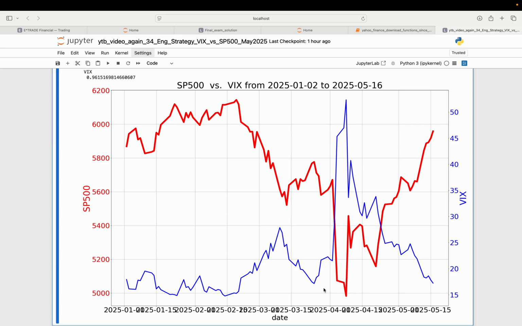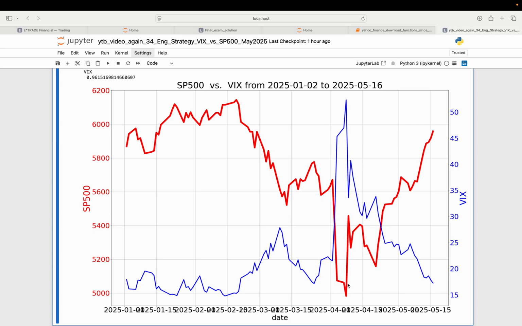This is the graph for January 2025 to mid-May 2025, showing the overlap and comparison between S&P 500 values and VIX values. If you look at early April, there was President Trump's announcement. He called it Liberation Day, and he announced reciprocal tariffs that caused the market to crash over the next 7 days until he announced his course reversal.